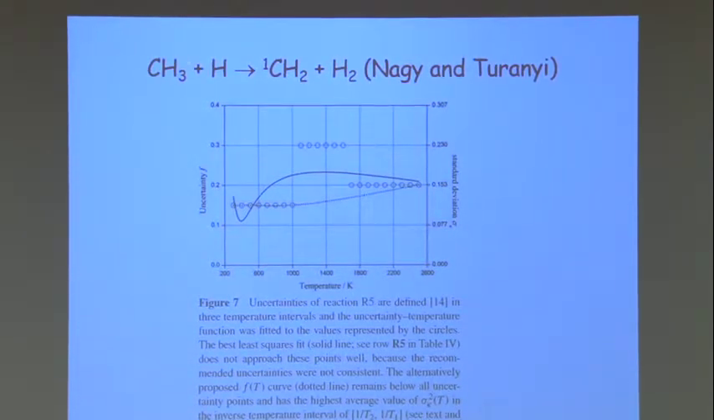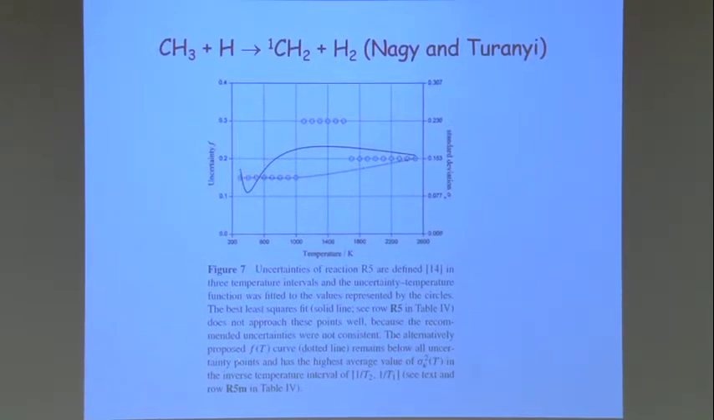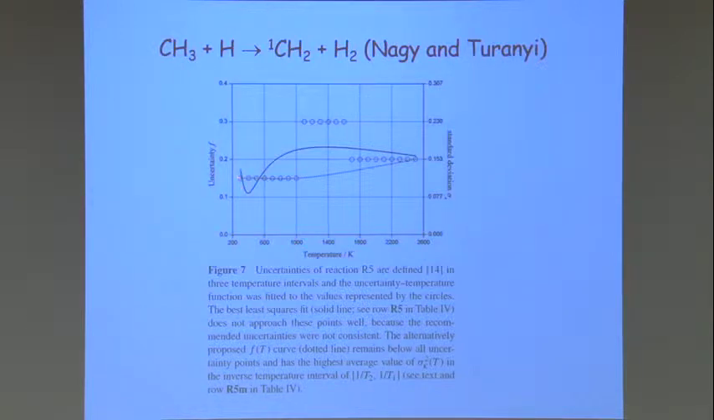And so this is CH3 plus H going to singlet CH2 plus H2. Let's read what they say at the bottom here. Uncertainties of reaction R5 are defined in 3 temperature intervals, that one, and that one, as we've just seen. And the uncertainty temperature function here was fitted to the values represented by the circles. So here's a fit to those circles. The best least squares fit doesn't approach these points well because the recommended uncertainties simply weren't consistent. The alternatively proposed f of T curve, this dotted line, remains below all the uncertainty points as the highest average value for sigma squared in the inverse temperature interval. So what they're recommending is that you use this uncertainty range defined down here. And we'll come back to this later on.